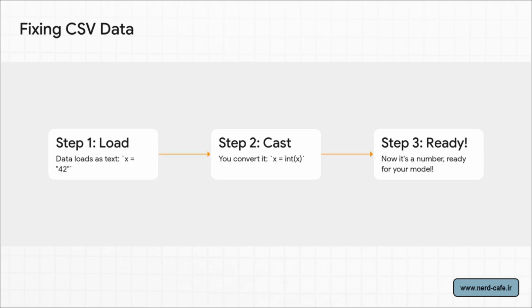And here's a classic example. This happens all the time. You load data from a CSV file, and your numbers get read in as strings. So your model doesn't see the number 42, it sees the text "42". All you have to do is run one simple line of code, x = int(x), and boom, you cast it to the right type. Just like that, your data is fixed and ready for your model.